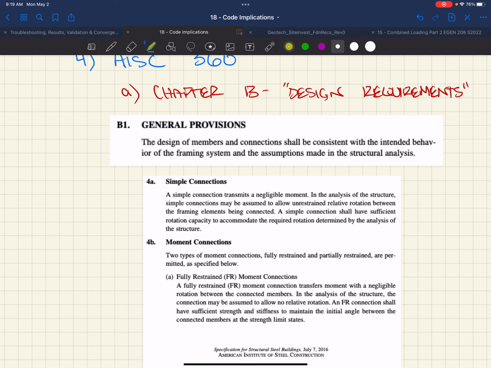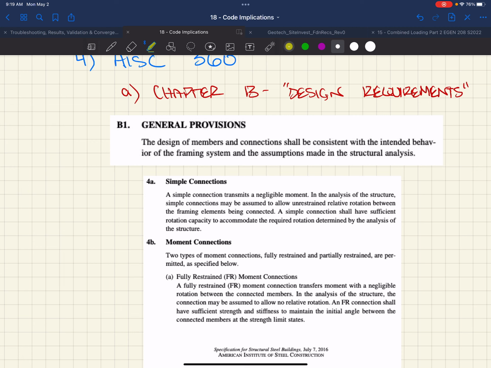Well, if we assume that it's a pin, that's why in the shear tabs chapter of, I didn't bring a 360, but in the shear tabs chapter, when they talk about a shear tab design, that's why they limit the thickness of the shear tab, so that it can actually yield and rotate, and it gives some rotation capacity, so that we can assume that it acts as a pin, right? It transmits a negligible moment.